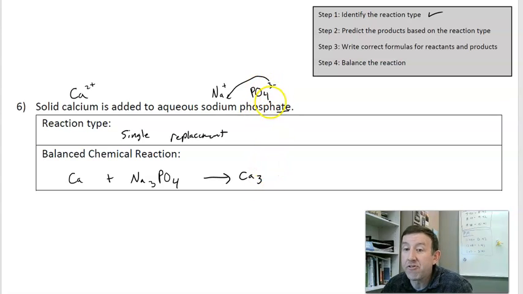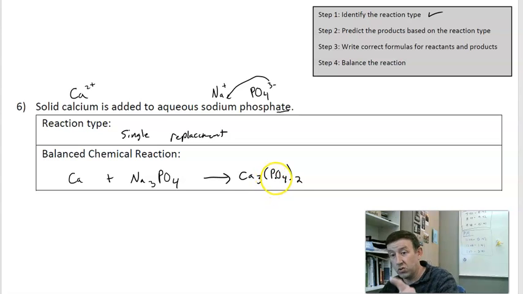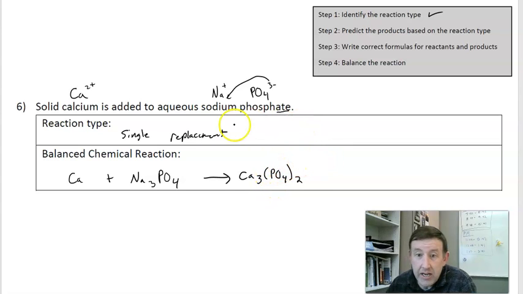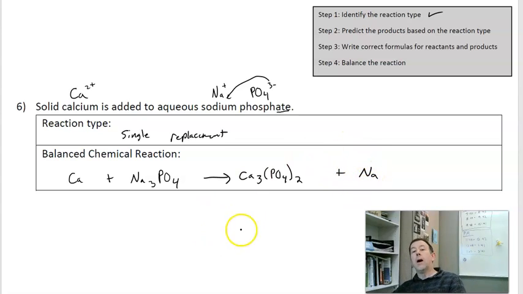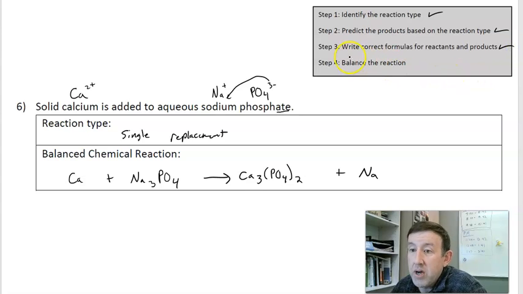But again, I don't change that 4. Right? I'm going to write parentheses around my phosphate polyatomic ion, and then put a 2. Again, that's review for you, or at least it ought to be. All right? And then we're going to be left with just plain old sodium at that point. So, now we've predicted our products, and we've written the correct formula for those products. Now we need to balance this bad boy.